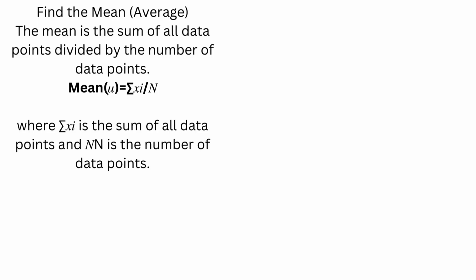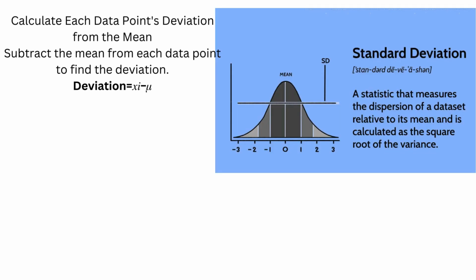1. Find the mean average. The mean is the sum of all data points divided by the number of data points. Mean μ = Σxi / n, where Σxi is the sum of all data points and n is the number of data points.